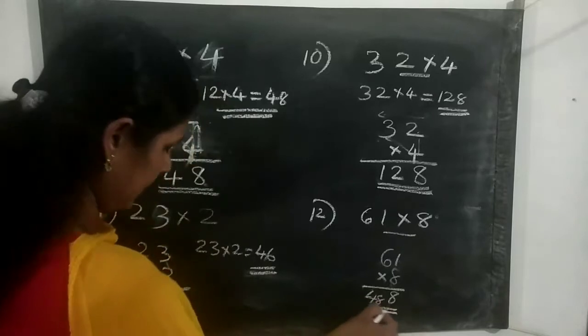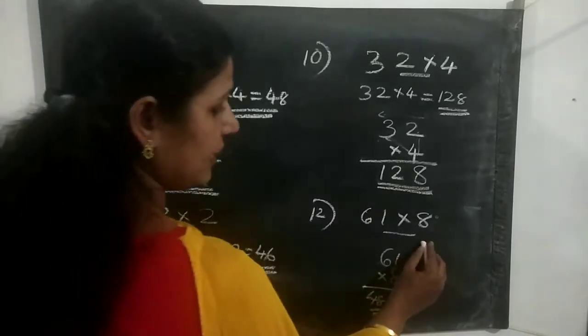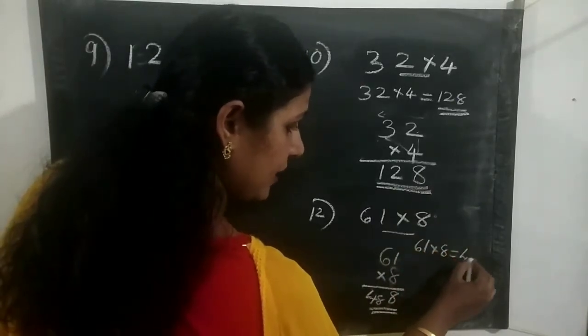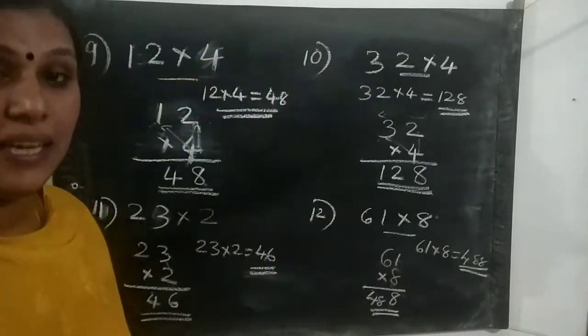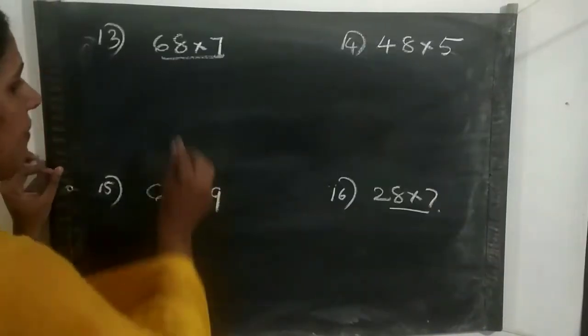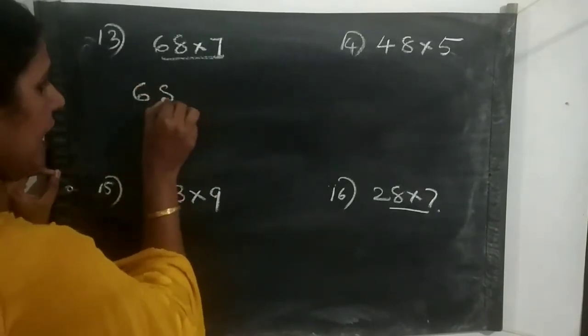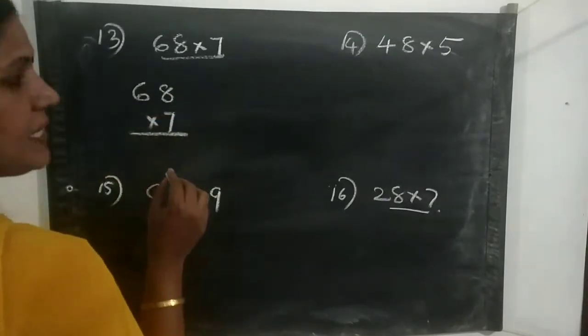So we get the numbers. How to write this number? 488. That is 61 into 8. Answer is 488. We get the number as 400. But that is 68 into 7. First we write the number as 68 into 7.